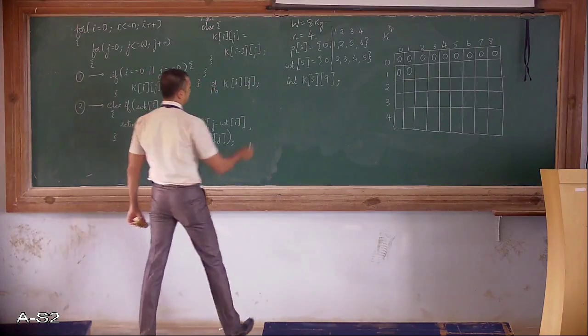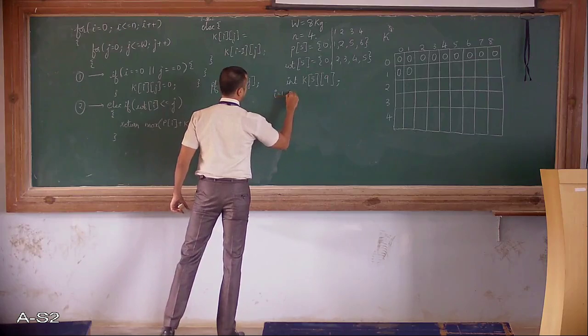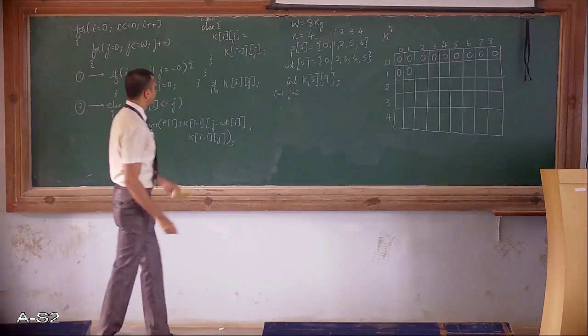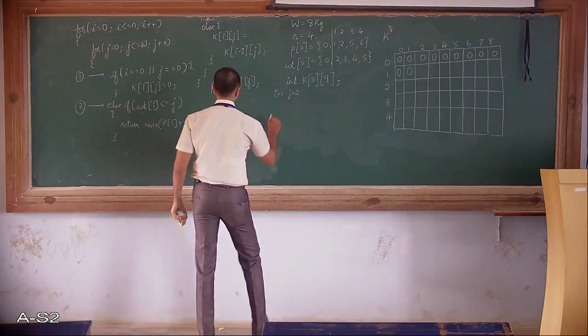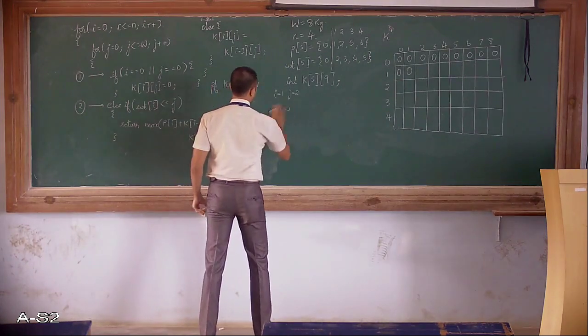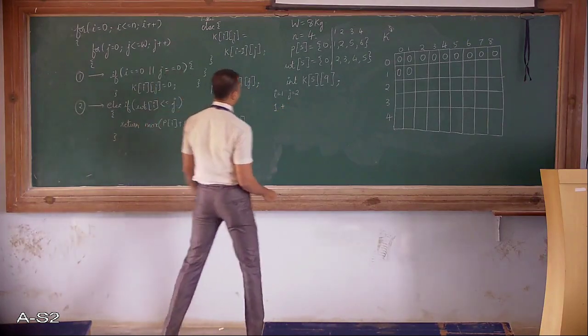P of I. Here I value is 1. Please remember, I value is 1, j value is 2. Profit of I, which means profit of the first object. Profit of first object is 1. So P of I, that is 1, plus K of I minus 1.